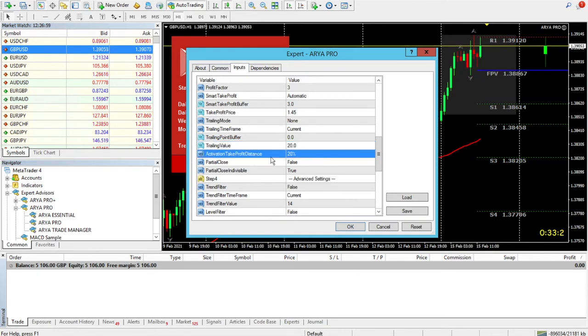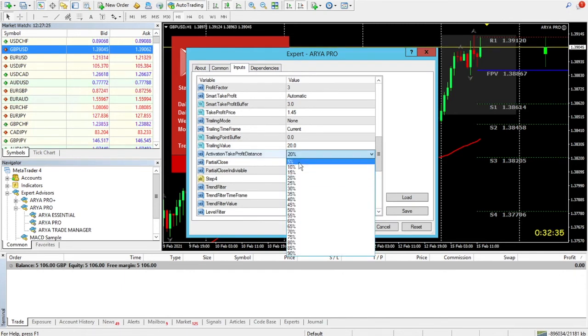The activation take profit distance will only work with trailing mode breakeven and the partial close. With the trailing mode breakeven, you can choose a percentage between 5 and 90%. For example, if you set 50% and 50% of the way between the entry point and the take profit has been reached and the breakeven activated, ARYA will move the stop loss 1% above the market entry price if it is a buy trade, or 1% below the market entry price if it's a sell trade.